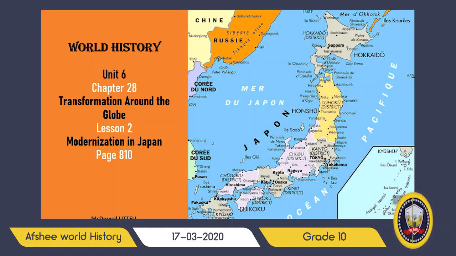Before beginning our lesson, as usual, I'm going to give you the reference because, as you remember, no more notes. We have to read through our books. So it's World History, Unit 6, and the chapter is 28, A Transformation Around the Globe. Today we will cover Lesson 2, Modernization in Japan, and you will find this topic on page 810.